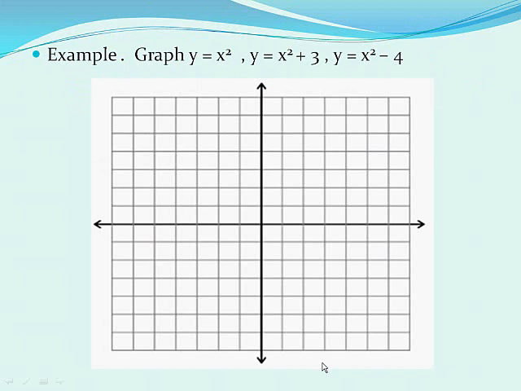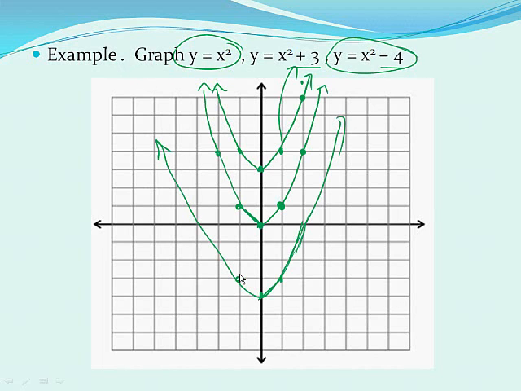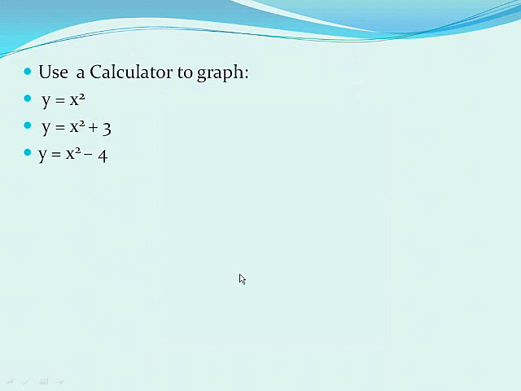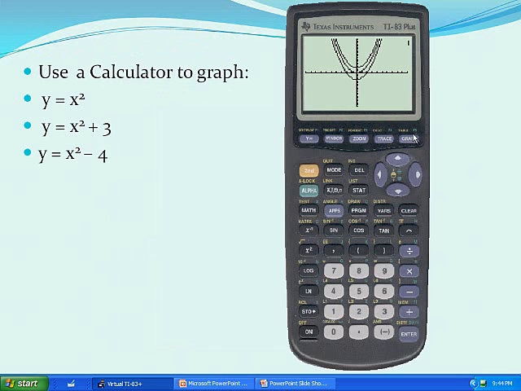Here is an example. We need a graph y equal to x square, y equal to x square plus 3 and y equal to x square minus 4. Notice that the graph of y equal to x square plus 3 can be obtained from the graph of y equal to x square by a vertical shifting, and also y equal to x square minus 4 is obtained from the graph of y equal to x square by a vertical shifting. We are going to use a calculator to graph these three functions. So we get the three graphs where the vertical shifting is indicated.